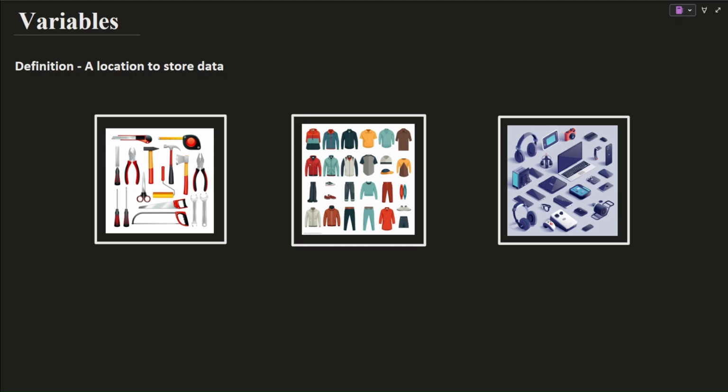Variables are one of the most commonly used items in programming. You will also find variables used in different math classes. A variable is just a storage location for you to place your data.